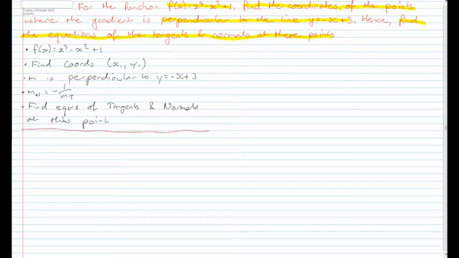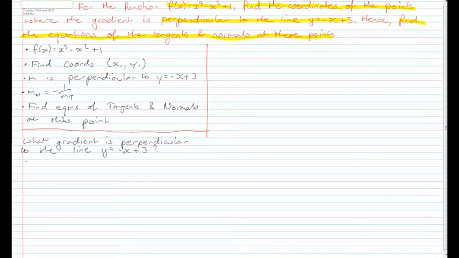Alright, so first of all it's telling us to find the coordinates where the gradient is perpendicular to the line y equals negative x plus 3. Okay, so first of all we need to find out what gradient is perpendicular to the line y equals negative x plus 3. Okay, so perpendicular means find the gradient of the normal. Therefore we need to use the gradient of the normal formula in order to be able to do this. And of course the gradient of the normal is mn is equal to negative 1 on mt. Substitute that in now, so we're looking for the gradient of the normal, so mn is equal to negative 1 over the gradient of the tangent.